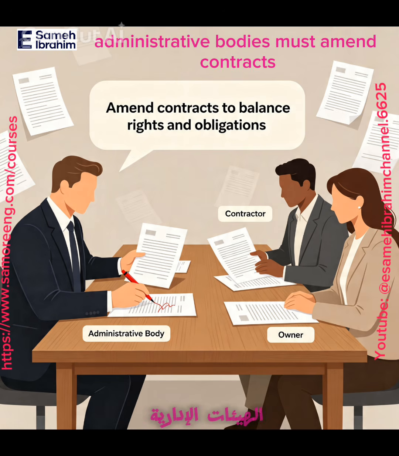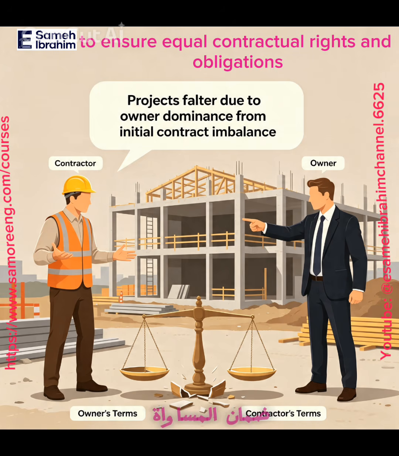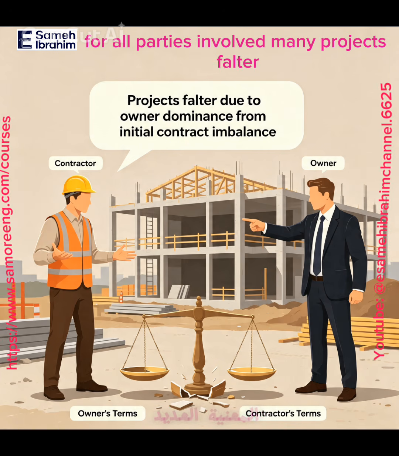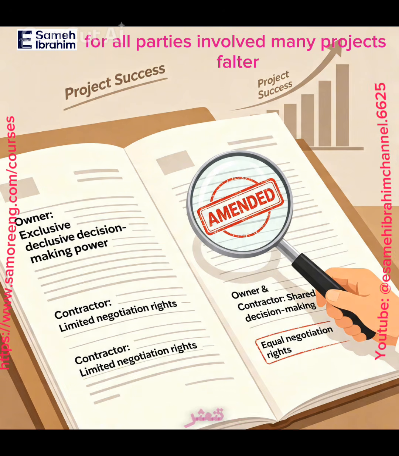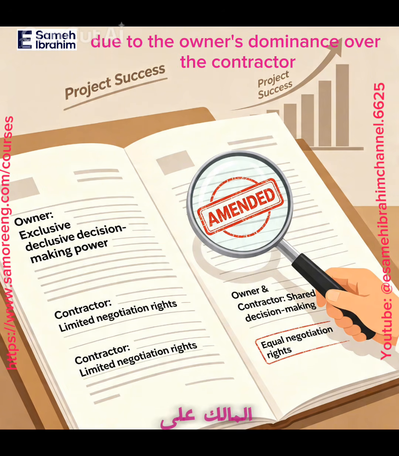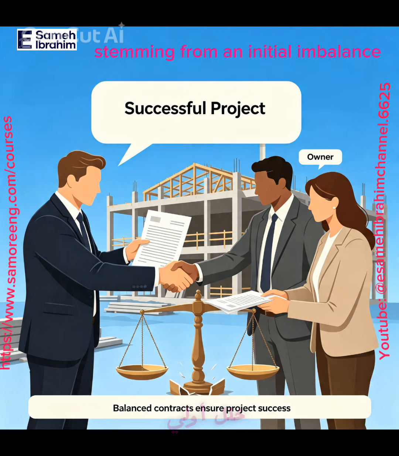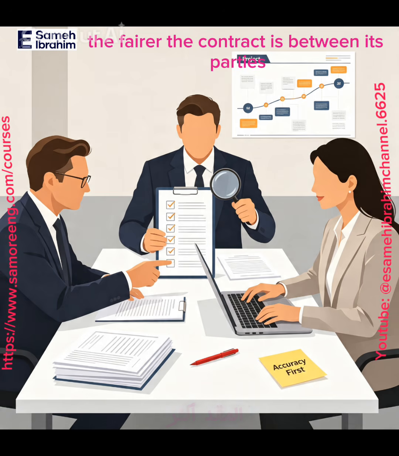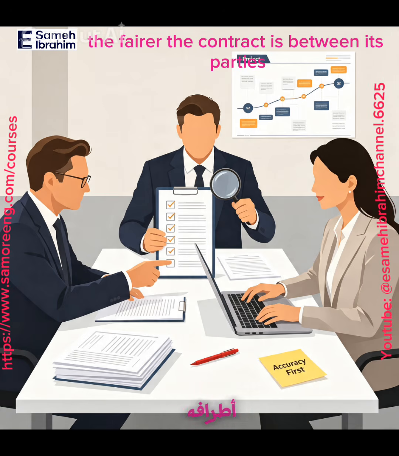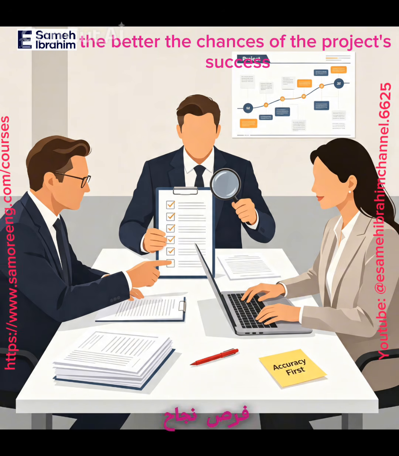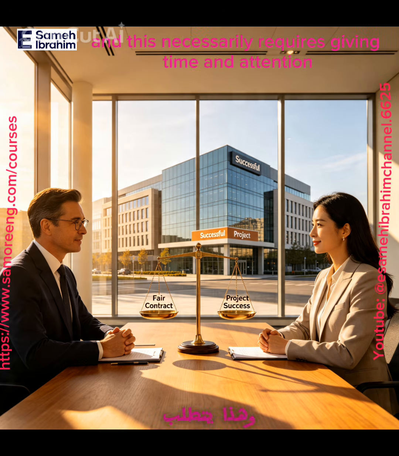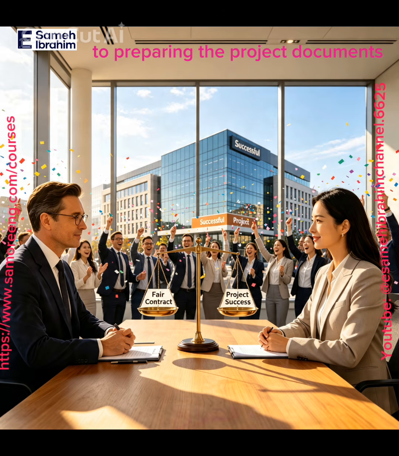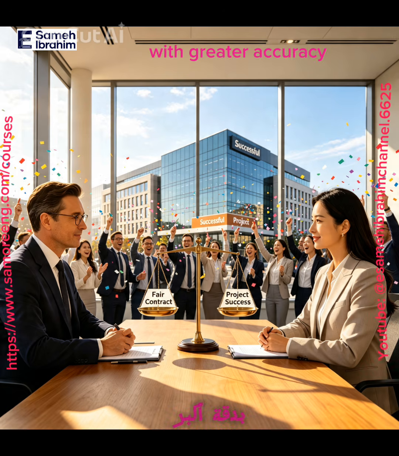Administrative bodies must amend contracts to ensure equal contractual rights and obligations for all parties involved. Many projects falter due to the owner's dominance over the contractor, stemming from an initial imbalance in the contract between the two parties. The fairer the contract is between its parties, the better the chances of the project's success, and this necessarily requires giving time and attention to preparing the project documents with greater accuracy.